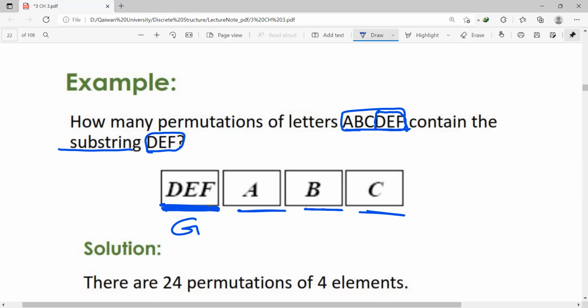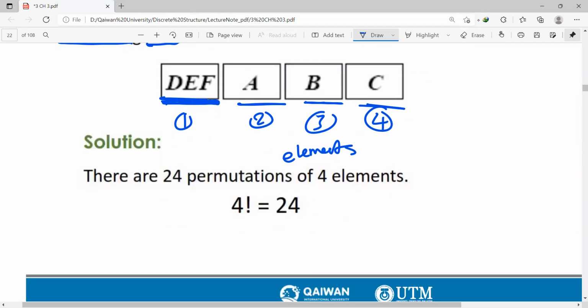That means here we have 4 elements. So how many permutations do you have for 4 elements? It's 4 factorial. We say the permutations of n elements is n factorial. Here we have 1, 2, 3, 4 elements. That means the permutation of 4 elements is 4 factorial. That's 4 times 3 times 2 times 1, which is 24.